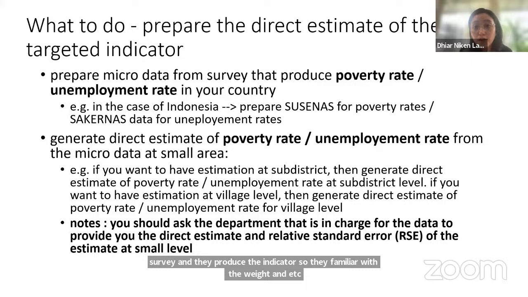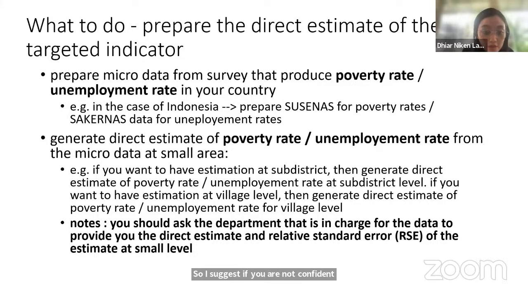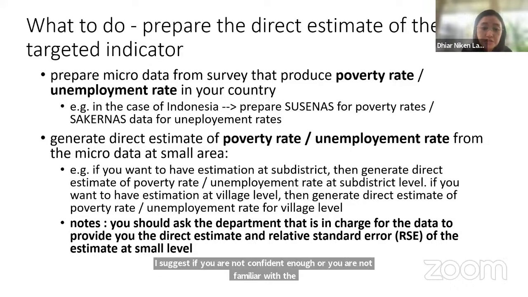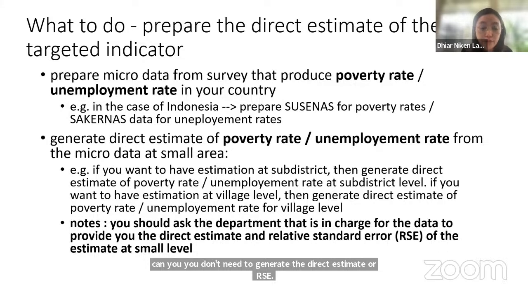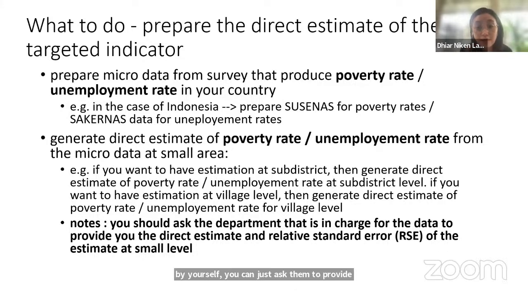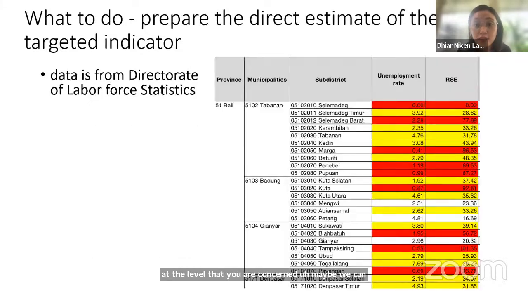So I suggest, if you are not confident enough or not familiar with the survey design, you don't need to generate the direct estimate or RSE by yourself. You can just ask them to provide you with the direct estimate and RSE at the level that becomes your concern in this study. So you can get the direct estimate and RSE at the level that you are concerned with. Maybe we can move to the next slide as an example.